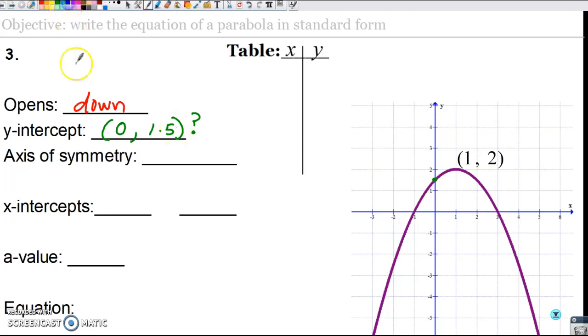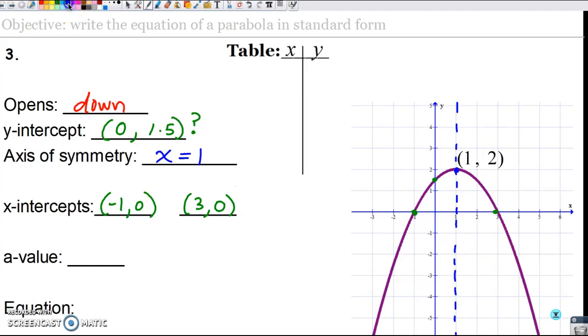Let's look for the axis of symmetry. The axis of symmetry passes through this vertex. It looks like that vertex is going to be at (1, 2), and so my axis of symmetry is whatever the x value was, which is x equals 1. All right. It asks now for the x-intercepts. Do I have x-intercepts? It looks like I do at -1 and +3. So my x-intercepts would be (-1, 0) and (3, 0).